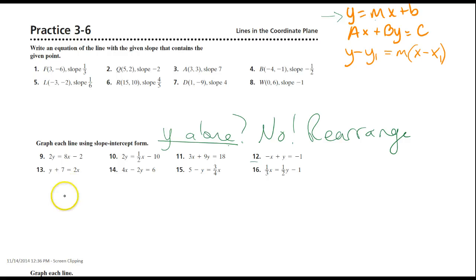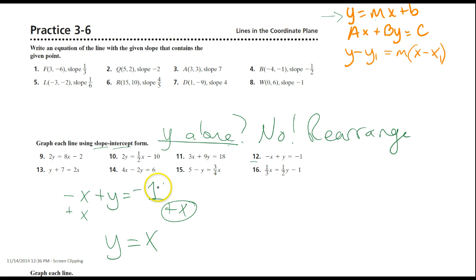Number 12. Negative x plus y equals negative 1. That looks pretty simple. Let's get y alone on one side of the equal sign so that we have slope-intercept form. Add x to both sides. Y equals, now I'm actually going to write it with this term first. That's positive x. And then my constant, minus 1.